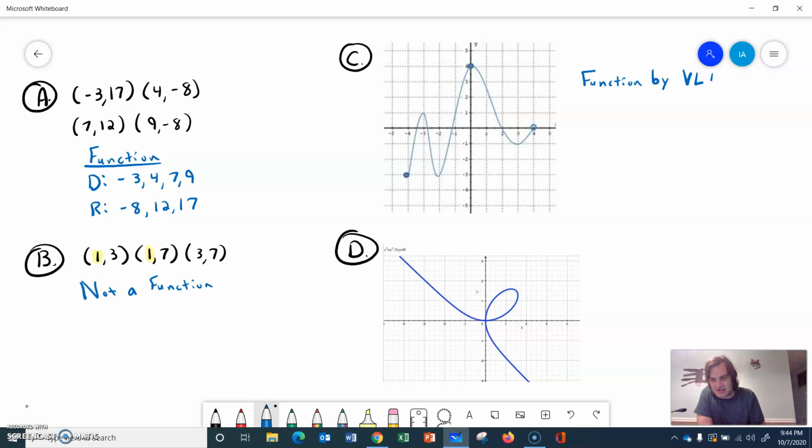And the vertical line test is where if we drop a vertical line anywhere across the graph, and that means anywhere, we'll only hit the function or the graph once. So it gets kind of choppy across there. But every x goes to exactly one y there.